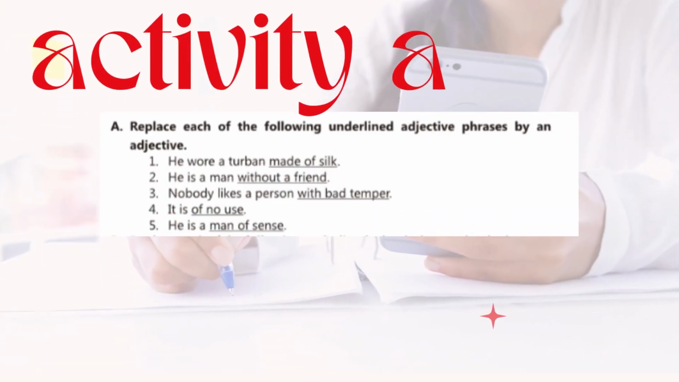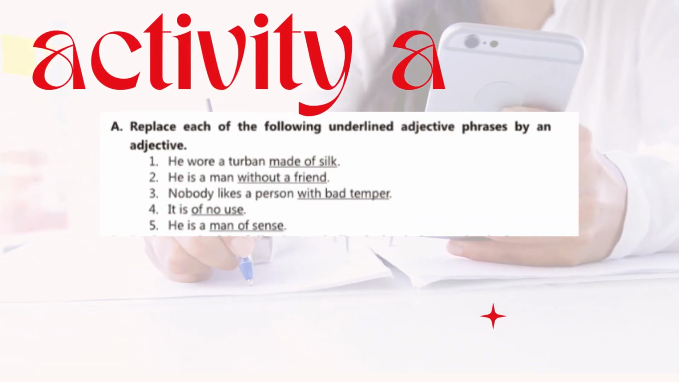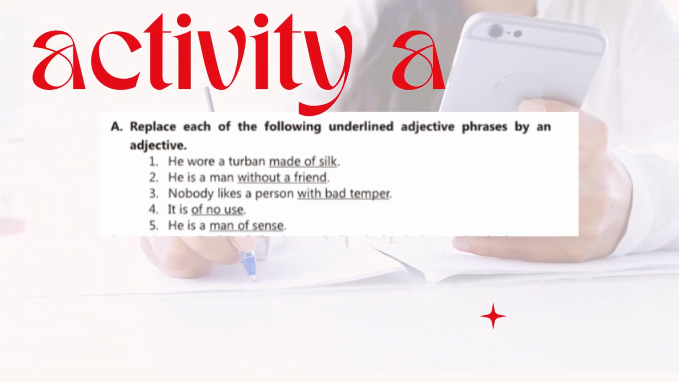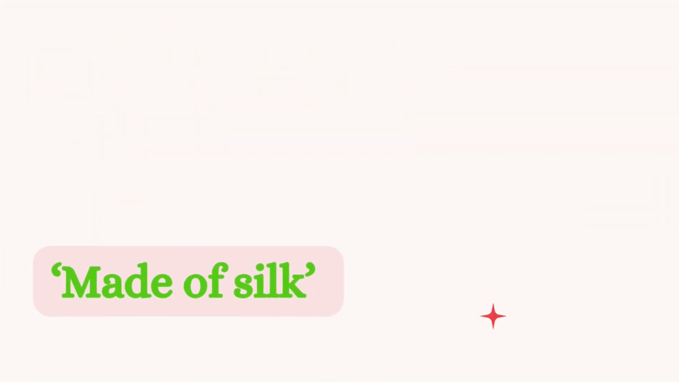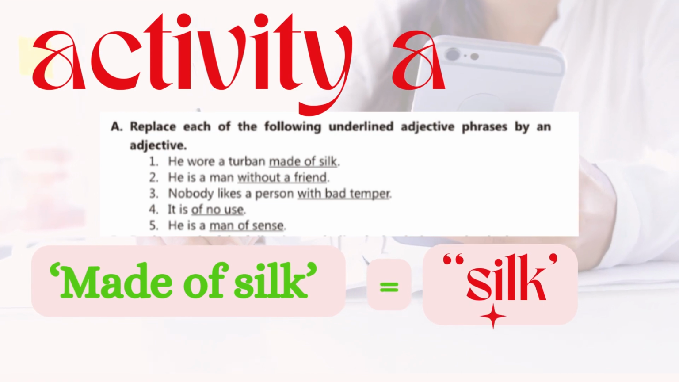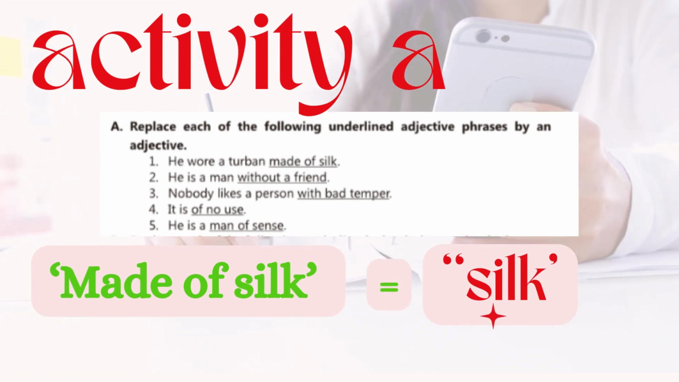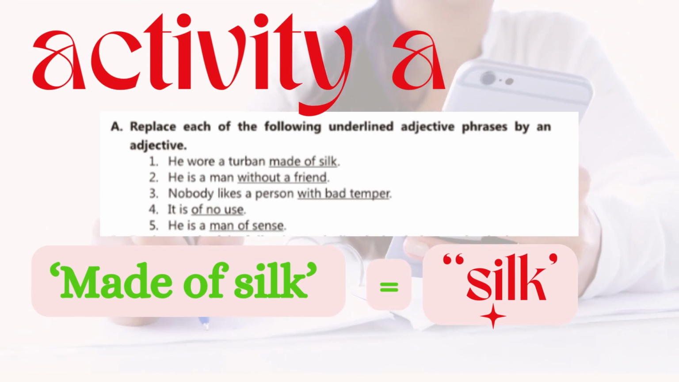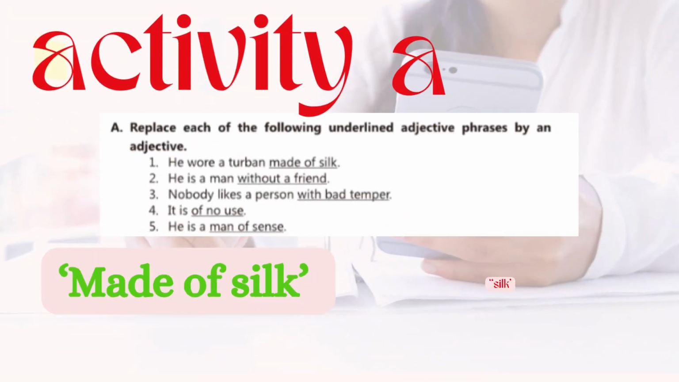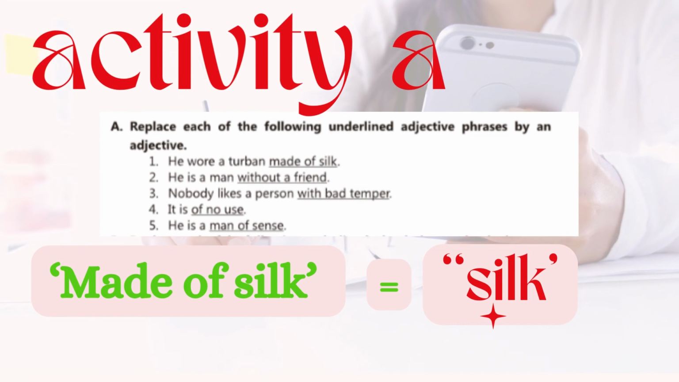For example, the first underlined group of words is made of silk. Made of silk can be called silk. Silk is an adjective because it describes the texture of the turban. By following the same pattern, you will complete the remaining activity.